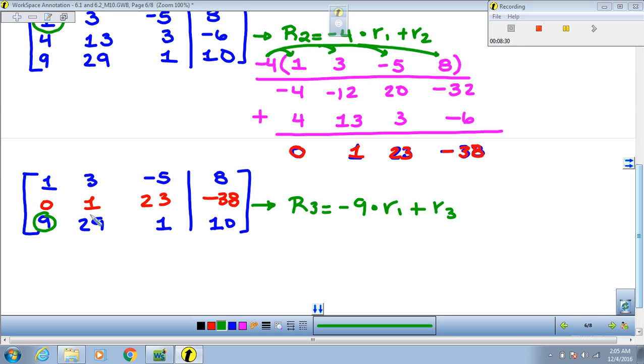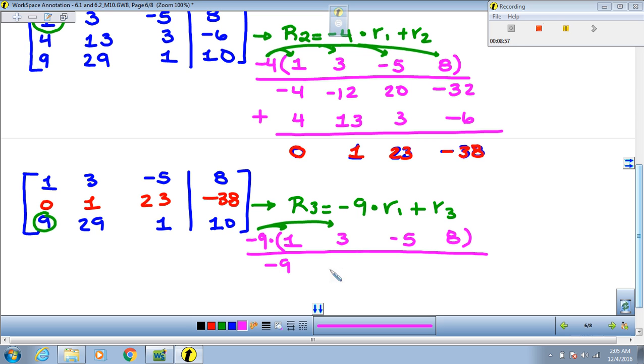So I'm going to copy all the numbers in row 1. 1, 3, negative 5, 8. And I'm going to multiply all these ones times negative 9. So I'm going to draw a line here. Negative 9 times 1, negative 9. Negative 9 times 3, negative 27. Negative 9 times negative 5, positive 45. And then negative 9 times positive 8, negative 72.